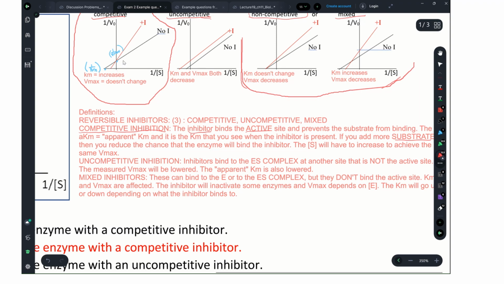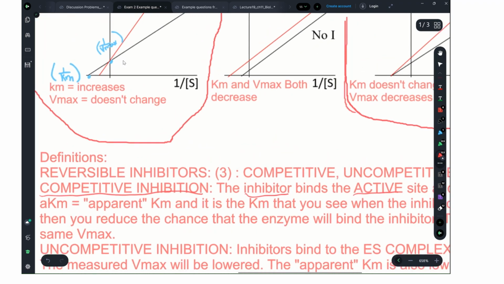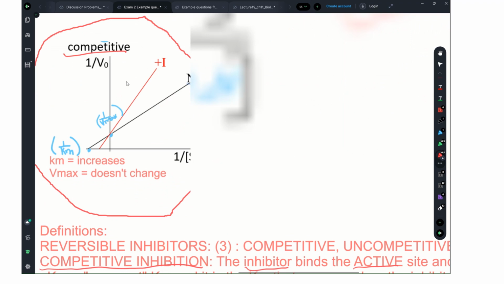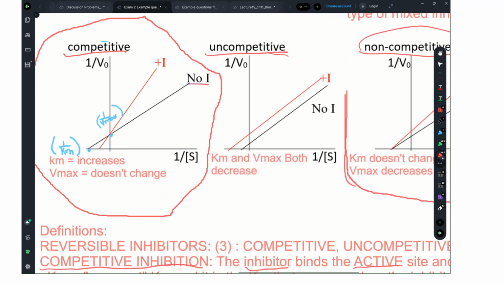So you can see here that this black line is when there's no inhibitor, and then this red line is when you add an inhibitor. When you add an inhibitor, the Vmax remains the same, so both lines cross the axis in the same location. The Vmax does not change, but the Km increases. You can see that it moved to the right with the inhibitor. This right here is 0, so anything on the left of this 0 is negative. So the line became less negative, which means that the Km increased.